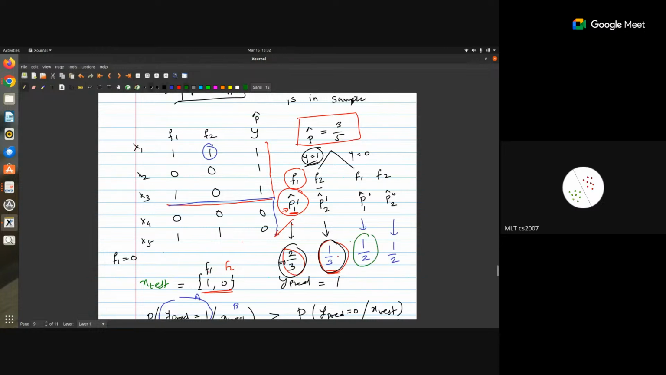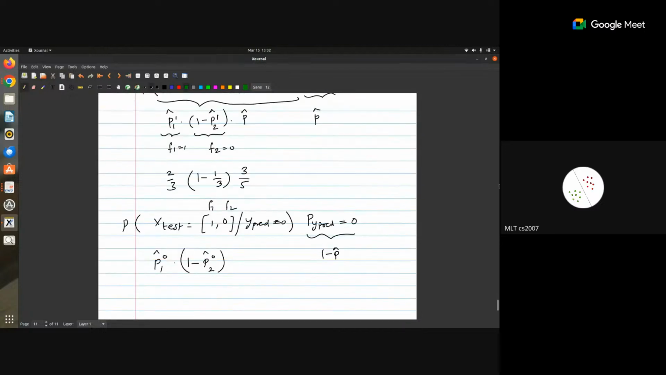This is half. And what is 1 minus p2 0 hat? This is 1 minus 1 by 2, again it is 1 by 2. So it will be 1 by 2 into 1 by 2, and this is how much? 1 minus 3 by 5, which is 2 by 5.